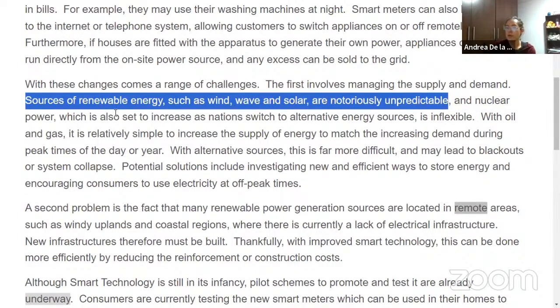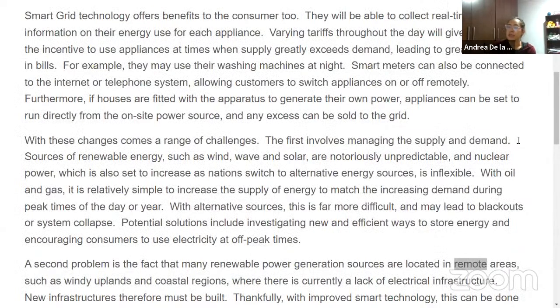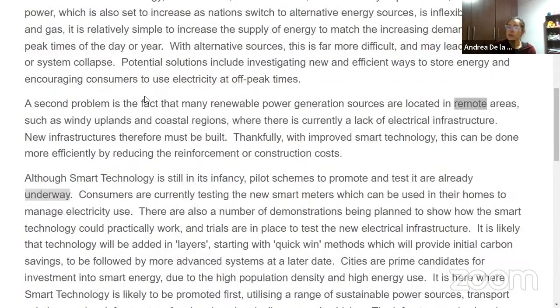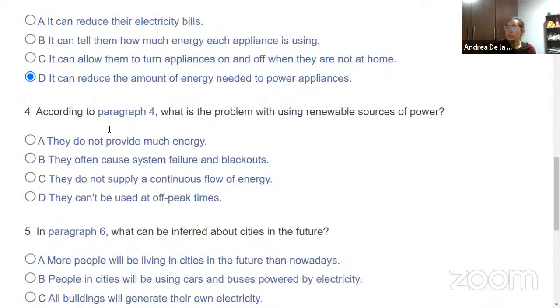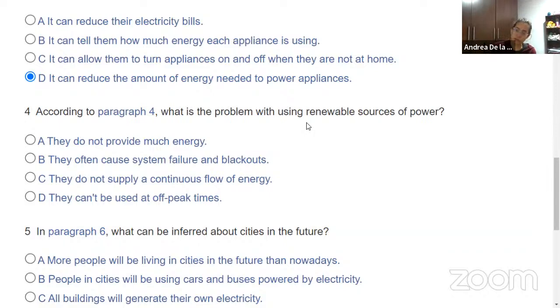The problem with these renewable sources of energy is that they are unpredictable. And therefore, it's hard to manage the supply and demand. Now we start looking at the options. Which one do you guys think now would be the one? The first one, Miss, they don't provide much energy. Okay, they don't talk about the amount of energy they provide. They talk about the fact that the energy they provide is unpredictable, right?